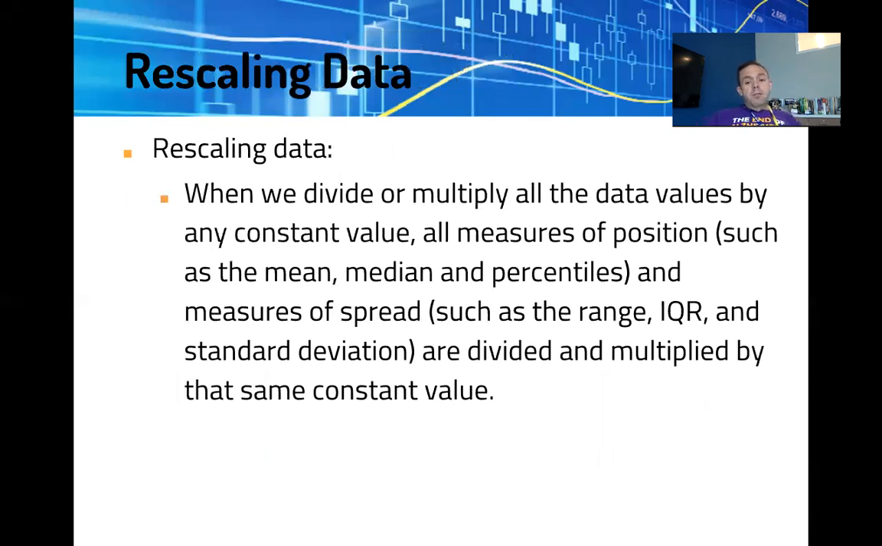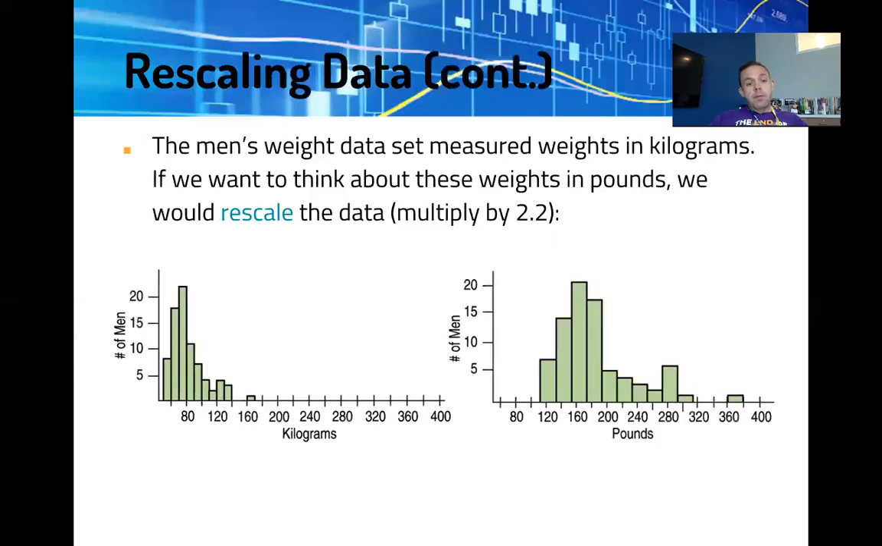Now, when we divide or multiply all the data values by any constant value, all measures of position, such as the mean, median, and percentiles, and measures of spread, such as the range, IQR, and standard deviation, will be divided or multiplied by the same constant value. So if I'm adding and subtracting, the only thing that's changing are measures of center. When I'm multiplying or dividing, measures of center and measures of spread will change by the same operation. As you notice here, if I multiply everything by 2.2, my centers changed and my spread changed.